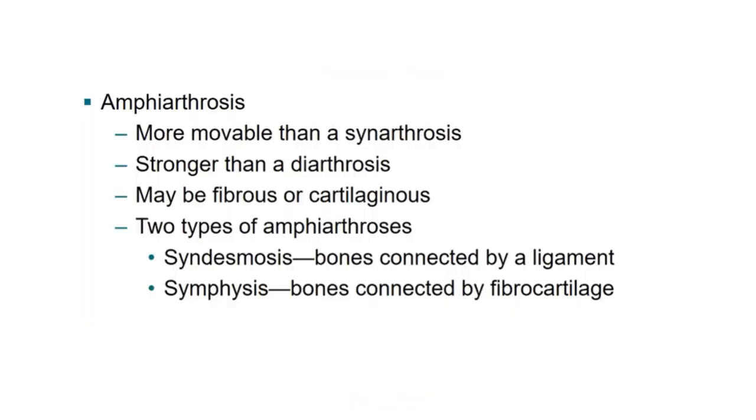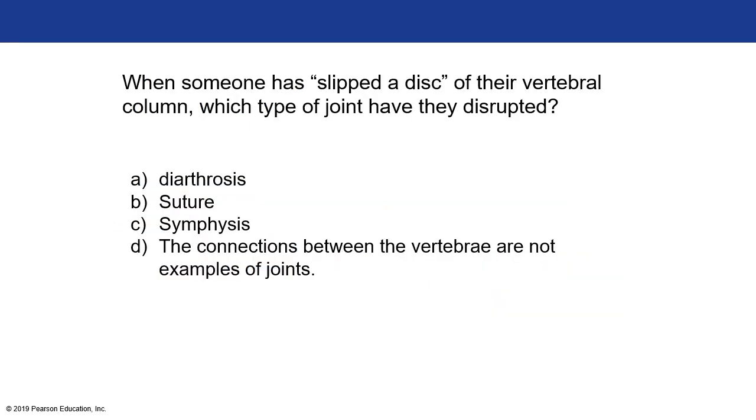Here's another slide summarizing what these joints mean. Here is another question that we're going to get to next time because this thing is just giving up on me, so I'll just close the program. When someone has slipped a disc of the vertebral column, which type of joint have they disrupted? Which letter is it? It is C.